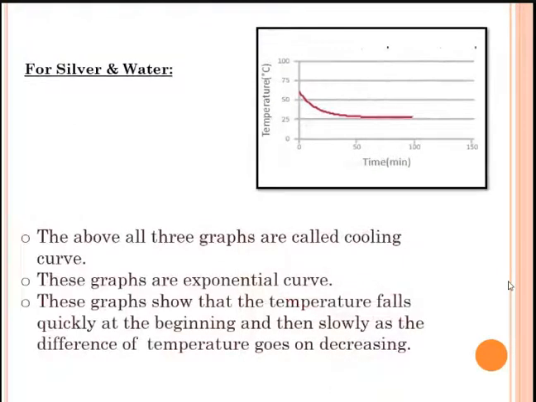In the case of silver and water, the graph is again similar to the previous ones. These graphs are known as cooling curves. We can conclude that these graphs are exponential curves. These graphs show that the temperature falls quickly at the beginning and then slowly as the temperature difference decreases. Now coming to the result.